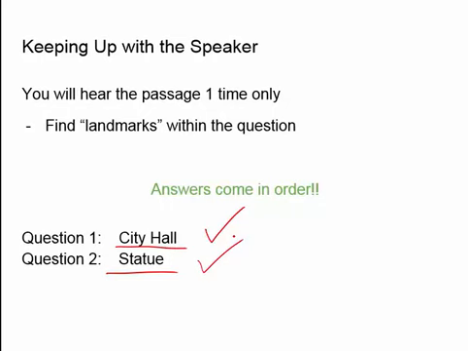If you are hearing some things about City Hall as you listen to the passage, and suddenly the speaker has stopped talking about City Hall and is now discussing a statue, there's a good chance that you missed the answer to question 1. If you didn't hear the answer, but they're already talking about statues, you know that because you found a landmark within the question. The landmark lets you know what to look for and in what order the question should come.